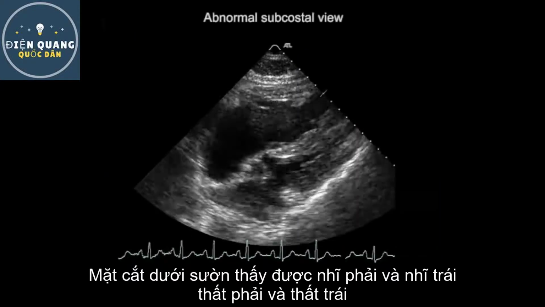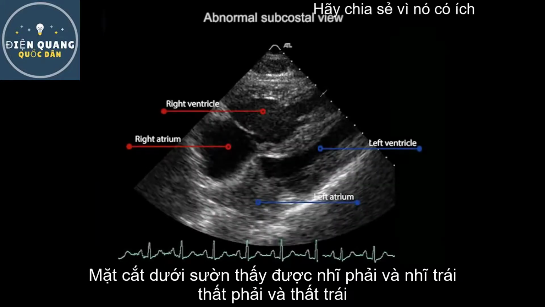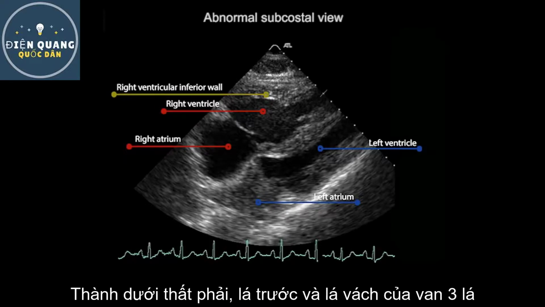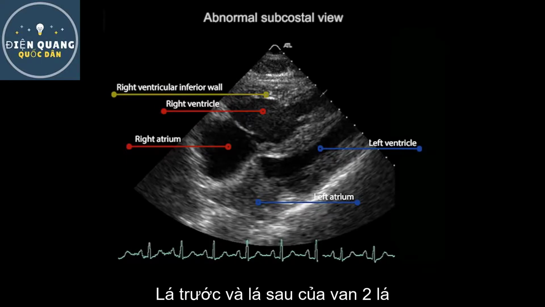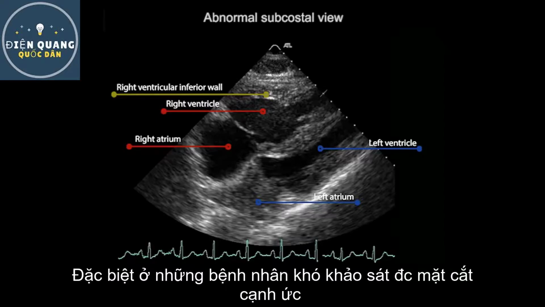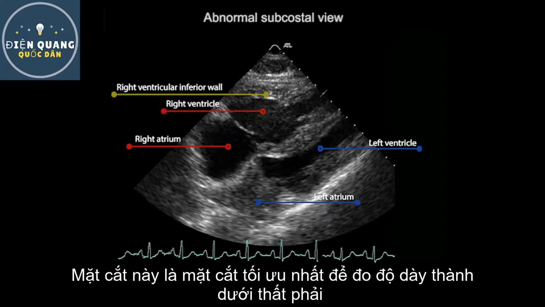The subcostal view shows the right and left atrium and the right and left ventricle, the right ventricular inferior wall, the anterior and septal leaflets of the tricuspid valve, and the anterior and posterior leaflets of the mitral valve. The subcostal view allows for the estimation of the right ventricular function, especially in patients with difficult parasternal or apical windows. It also provides the best view for the measurement of right ventricular inferior wall thickness.